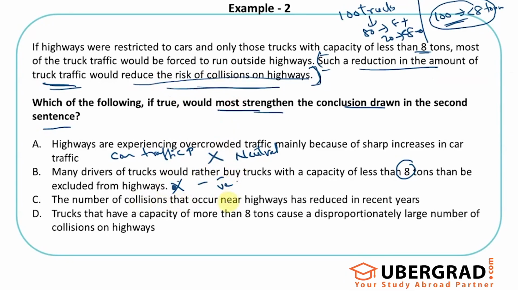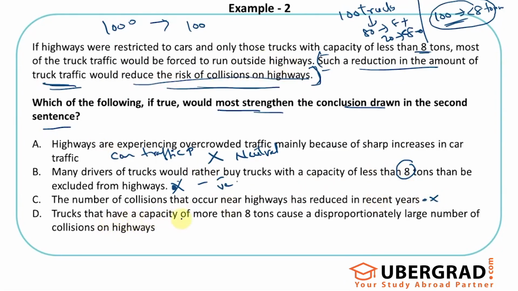The number of collisions that occur near highways has reduced in recent years. But that would not have any relation to what's going to happen here, right? It's saying that now the accidents are fewer in number. If earlier there were 1,000 accidents happening in a year, let's say now only 100 are happening. It has reduced, yes. But how would that support the statement that a reduction in truck traffic would reduce the risk of collisions on highways? It has no influence or relevance to it.